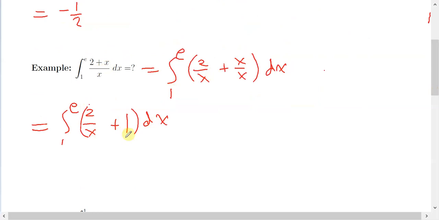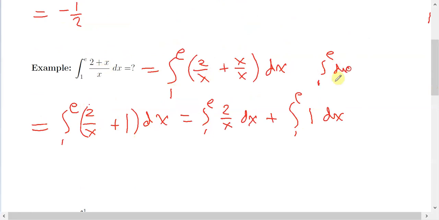And so I know 1's in my list, 2 over x is not, but 1 over x is. And in my mind, I can think of it this way. This is the integral from 1 to e of 2 over x, plus the integral from 1 to e of 1. And sometimes they don't even put the 1. Sometimes they'll write this one as just the integral from 1 to e of dx. I mean, the 1 disappears. We always do that with math. But anyway, I'm going to leave it there.